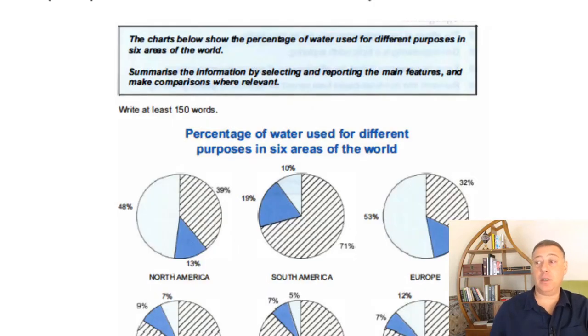All right, so if you look in the lesson notes underneath the video on the website IELTScompass.com for this particular lesson, you will find this question, which is the one that I wrote a response to. So if you look at what it's asking us, we've got 6 pie charts. That seems like a lot, but if we look here, the charts below show the percentage of the water used for different purposes in 6 areas of the world.